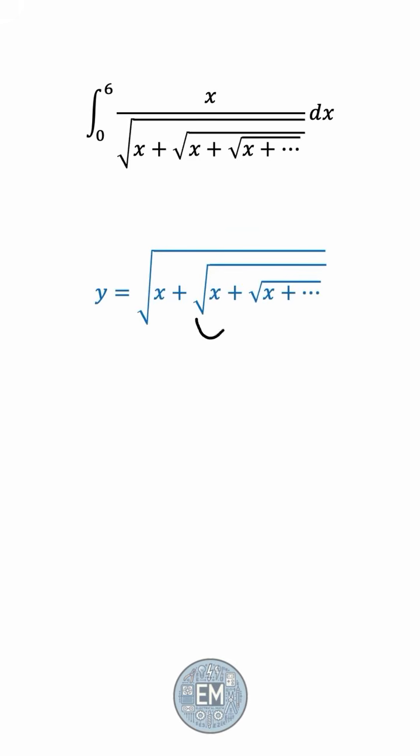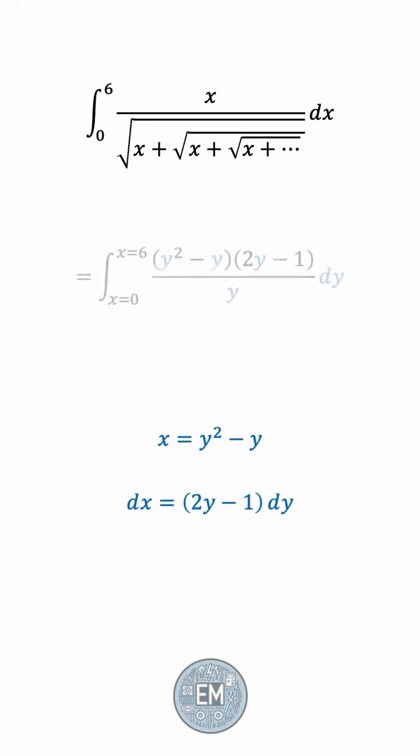Notice that this part inside is y itself. One fewer term isn't going to take away anything from infinitely many terms. And so with this, we'll square both sides and solve for x in terms of y, which then allows us to express dx in terms of dy by differentiating both sides. We now have all we need to take the integrand from the x world to the y world.